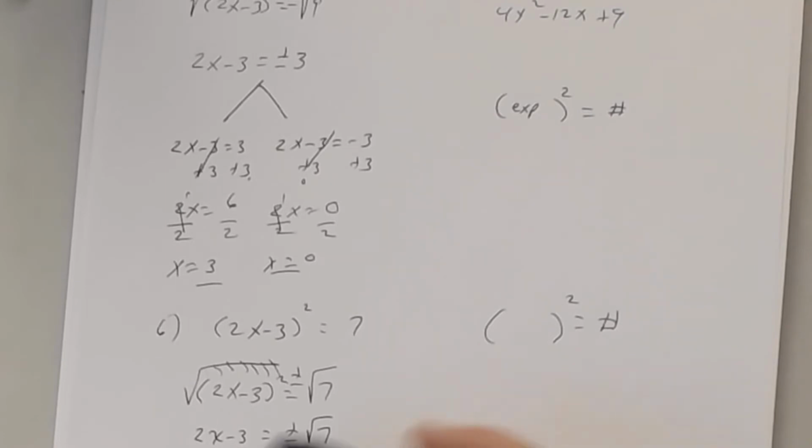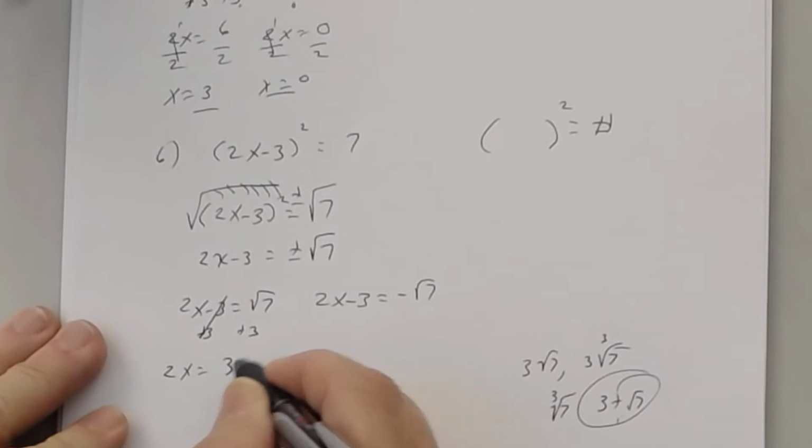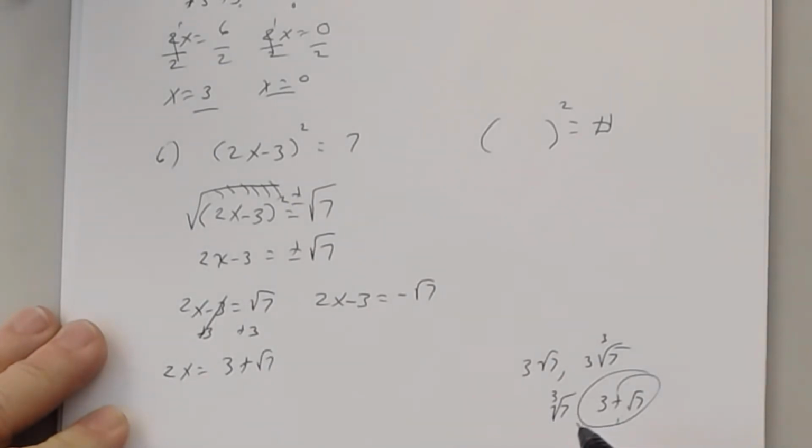So 3 plus the square root of 7, this right here, can I combine these two numbers into one number? No. They're not like numbers. So all I can do is write this as 3 plus the square root of 7.